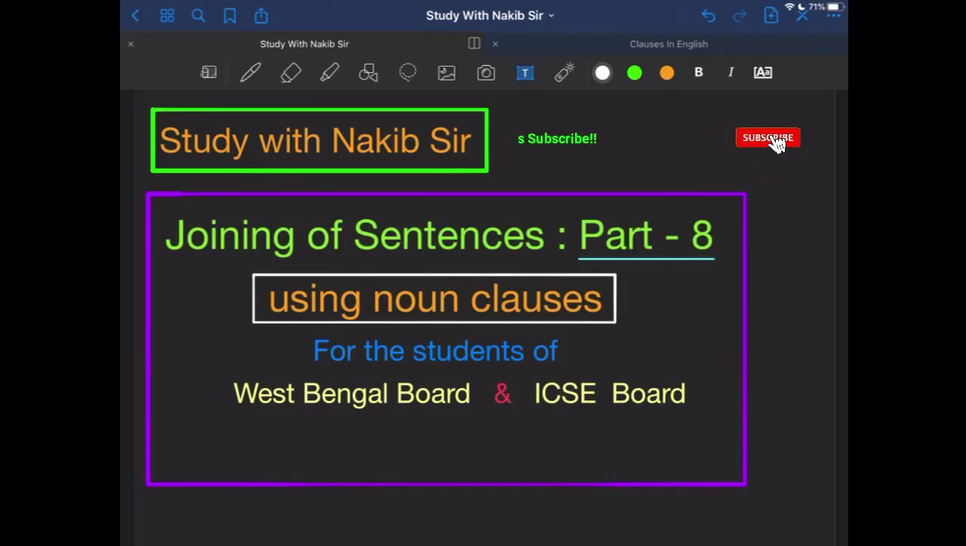Well, welcome back, students. Today we are going to start a new lesson on joining of sentences for the students of the West Bengal Board and the ICSE Board. As I told you before, this is the lesson on how two or more simple sentences can be combined into a complex sentence by using a noun clause.